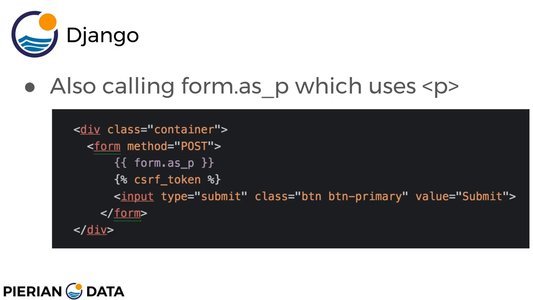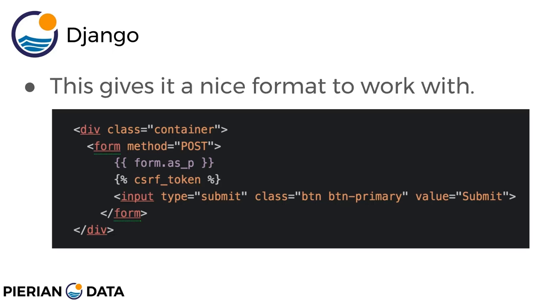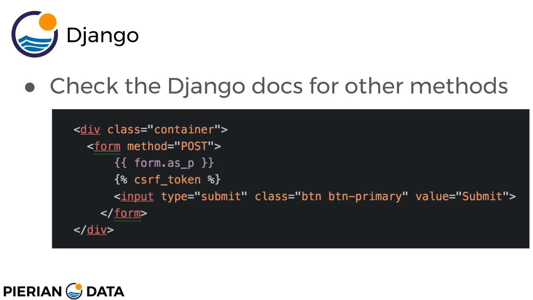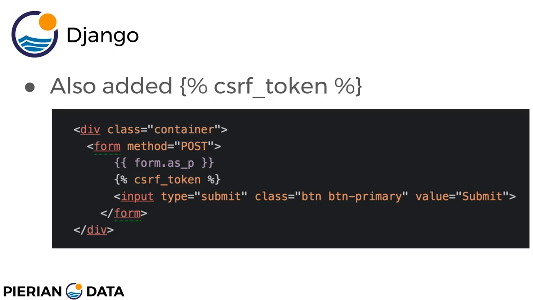If you just use form by itself inside those 2 sets of curly brackets, it's going to go from left to right, and you're not going to have a form-looking form. That means top down instead of that left to right. And that gives you a nice format to work with using those paragraph tags, which are automatically put there with the as_p. And you can also check the Django docs for other methods. You can request a form as a table, for instance, and work with it that way. And you also notice that I added the CSRF_token tag.